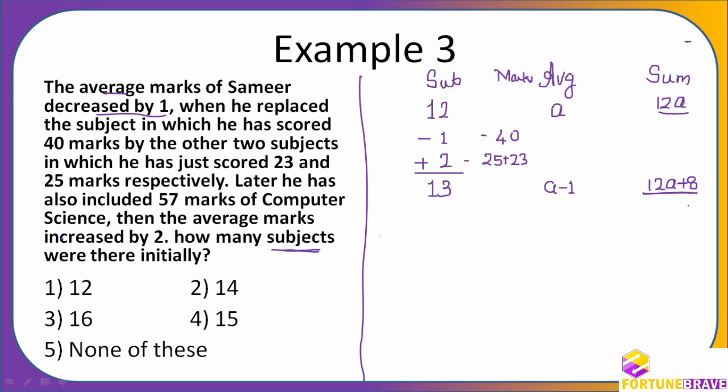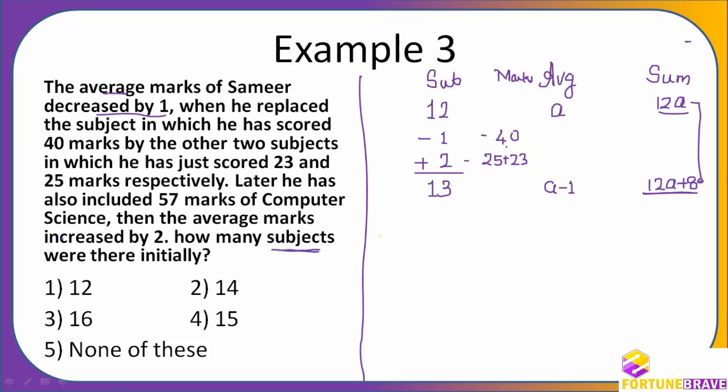The sum will be what? 12a plus 8, correct? 13 into a minus 1 is right, but that is not what we are looking at. We are looking at the original sum, which will be increased by 8. Okay. Now let us try to see it in a different way.